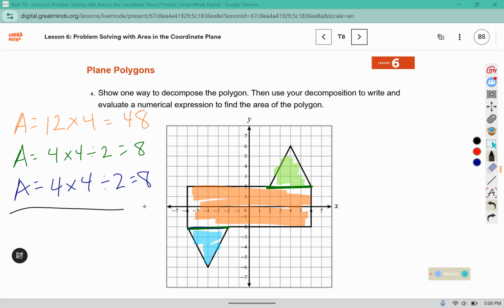To find the total area of all of these pieces combined together, we have 48 plus 8 plus 8, giving us an area of 64 units squared.